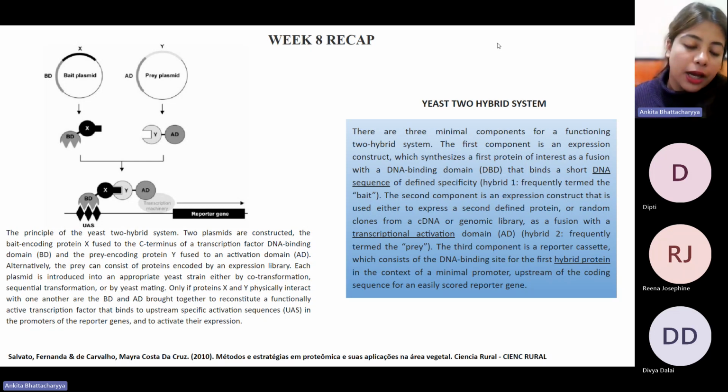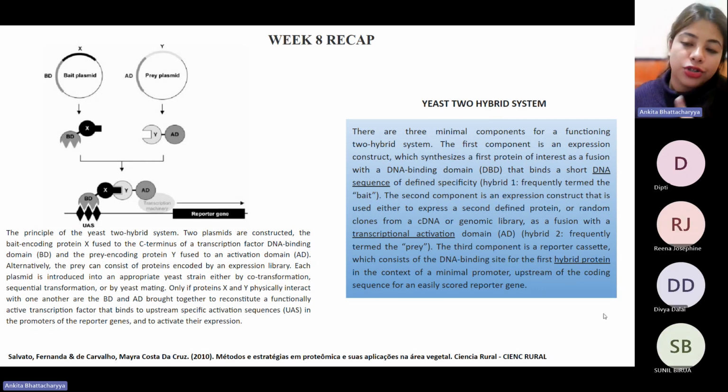The principle of the yeast two hybrid system involves two plasmids, one which encodes for the protein X, which we are just naming here for sake of understanding, that is fused to the C terminus of a transcription factor DNA binding domain, and another plasmid which carries prey, that is protein Y, fused to an activation domain. Alternatively, the prey can also consist of proteins encoded by an expression library. So you can have an array of proteins from an expression library, and you can check which of them do interact or do not, and therefore it can be a way of scanning for different interactions for the protein of interest, the bait protein.